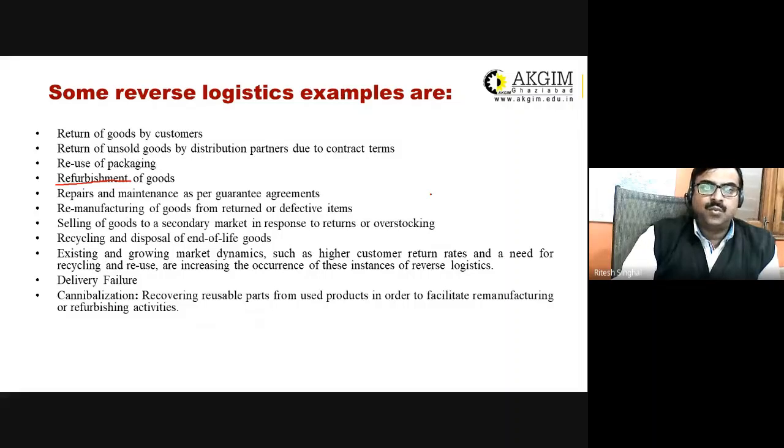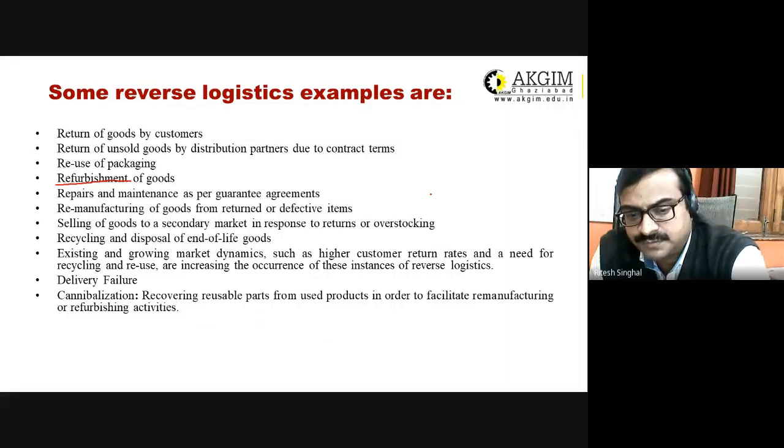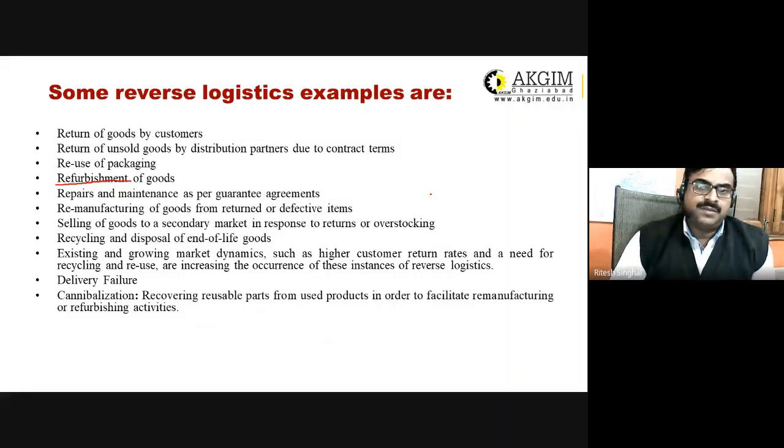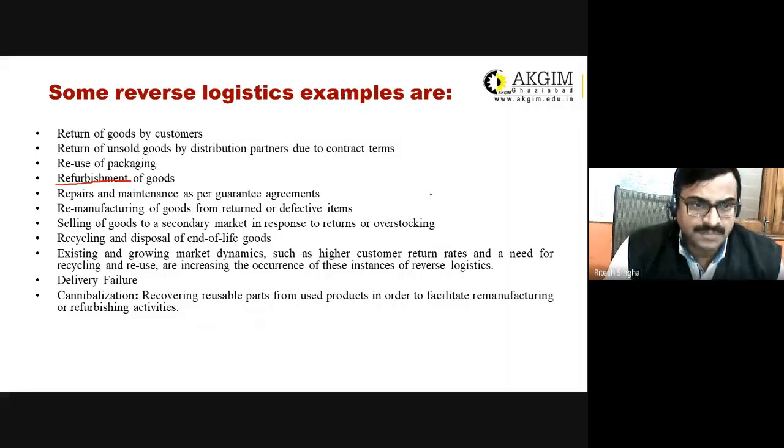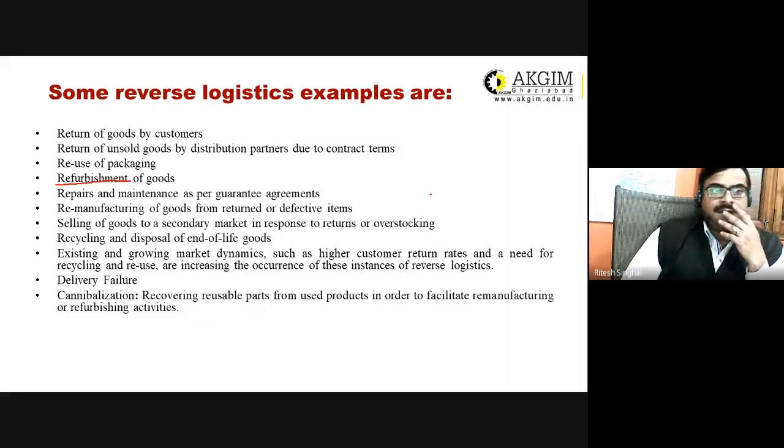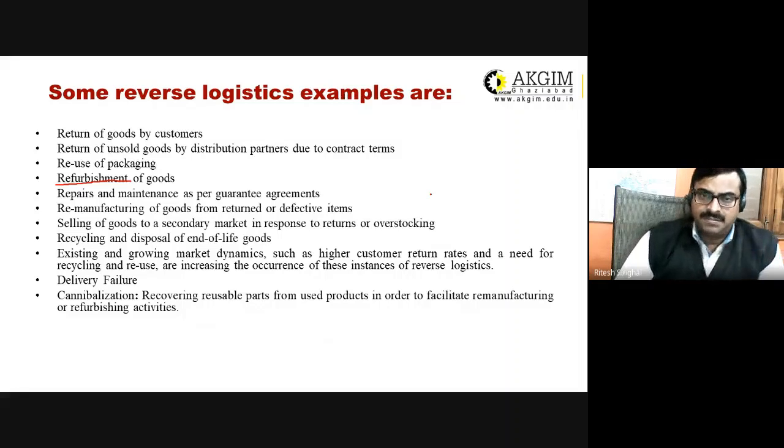Selling of goods to a secondary market in response to return or overstocking. You may have also seen this sometime. Then recycling and disposal at end of life. One of the best examples is that in Delhi NCR, a diesel car has a life of 10 years, a petrol car has a life of 15 years. So at the end of this particular time, it has to be disposed of either by the manufacturer, or by a customer, or by some third party.